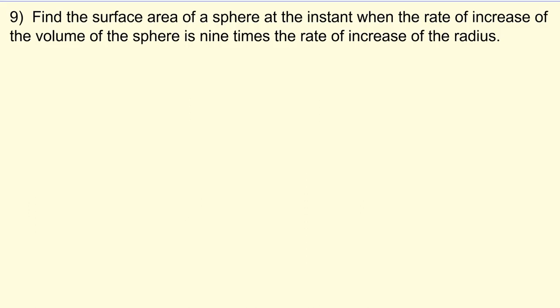And it's talking about a sphere, so we can definitely start by sketching a sphere. But I think in this problem, the sketch itself is not going to be super helpful. So we have a sphere with a certain radius. I'll label that R. Find the surface area of a sphere at the instant when the rate of increase of the volume of the sphere is 9 times the rate of increase of the radius. So this problem is a little bit confusing because we're finding the surface area.